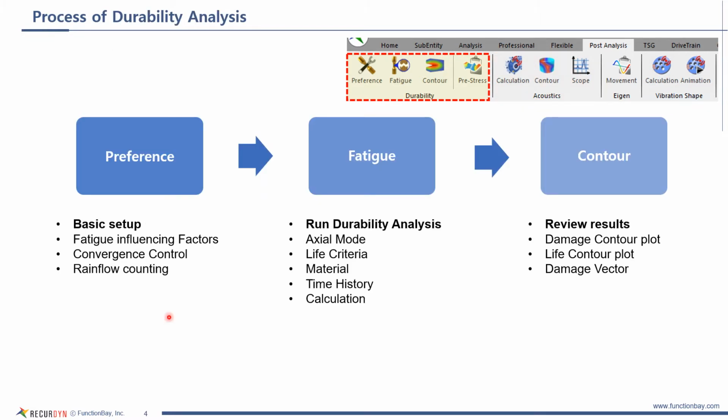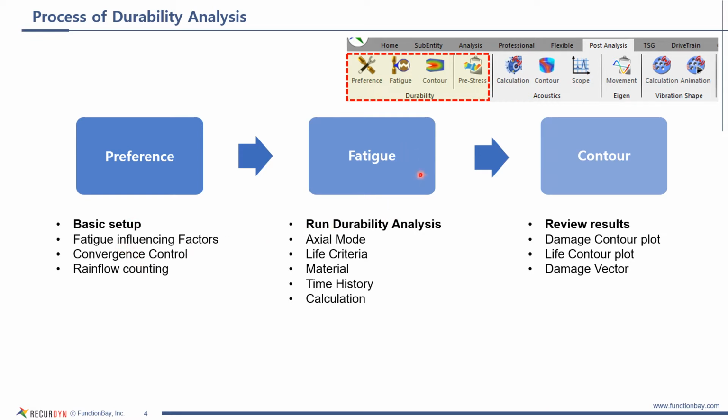A typical process of durability analysis consists of 3 steps. First, preference. This step is for basic setup. You can input parameters related to the notch or surface finish that affect the fatigue. The settings related to convergence control and rain flow counting can be done in this step.